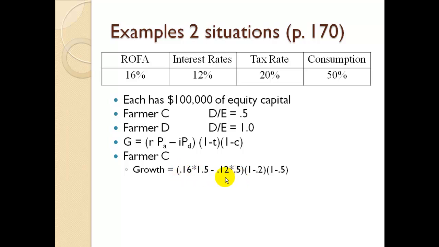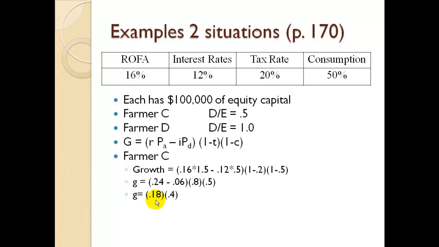This whole thing will be their return. Multiplying it by 1 minus the tax rate gives us the after-tax return. In this case, the tax rate is 20%. And then multiplying it by 1 minus 0.5, the consumption rate, gives us the net returns, or the growth in equity. As I multiply that out, 0.16 times 1.5 gives us 0.24, minus 0.06, which is the 0.12 times 0.5. Keep figuring it out, and our G is going to equal 0.118.